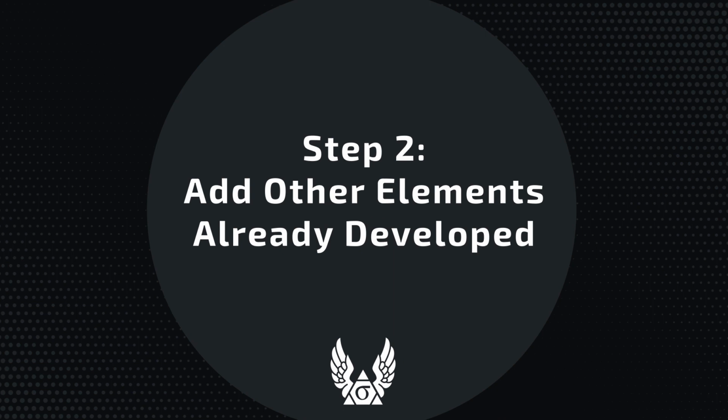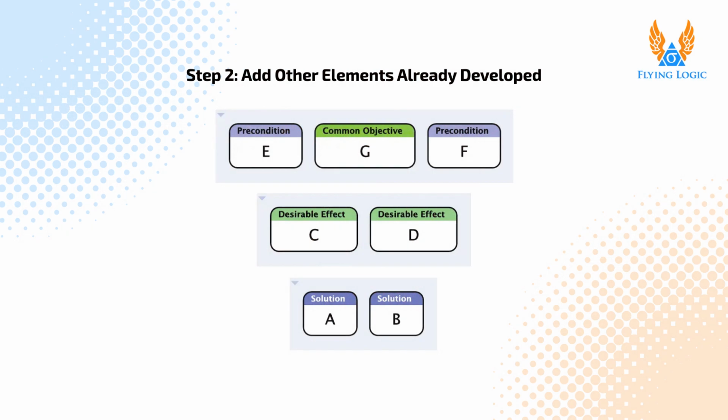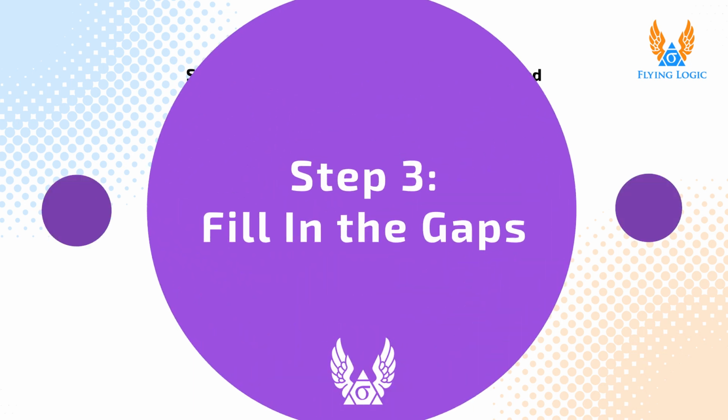Step 2. Add other elements already developed. If you already created a current reality tree, look for precondition entities, statements about existing reality that may be needed in your future reality tree. You can use the copy and paste commands to easily transfer them from your current reality tree to your future reality tree. If you are working from an existing cloud, also copy over the common objective and any of the needs entities that the proposed solutions are intended to clarify. You may wish to group the entities you've added in this step, as they represent entities that will come up in the middle of your future reality tree.